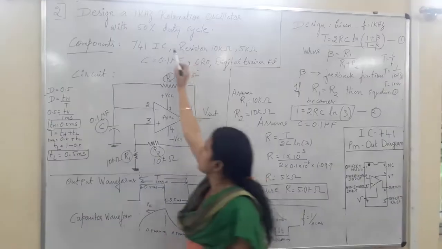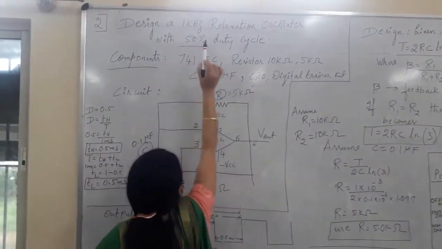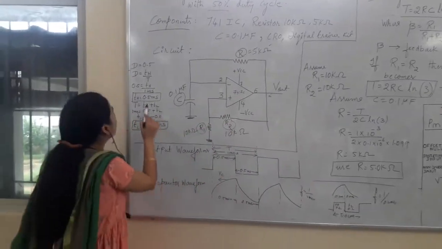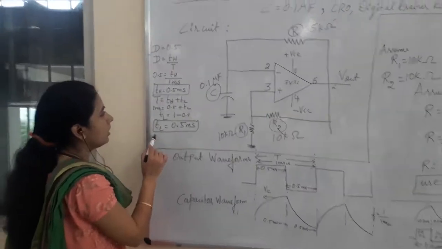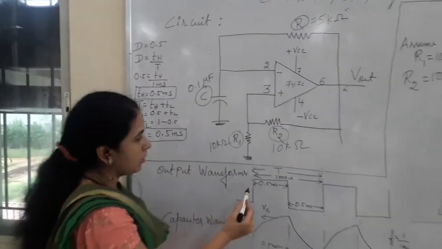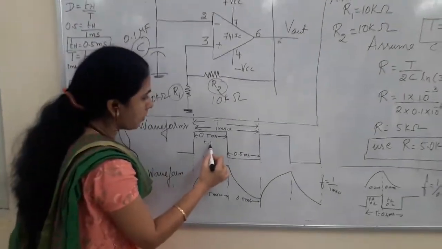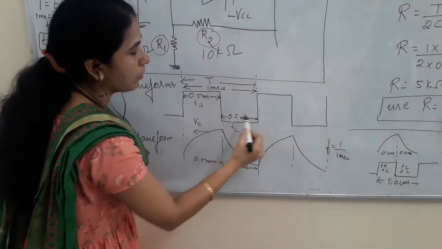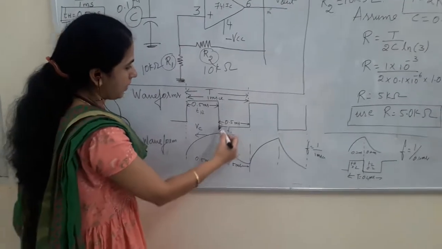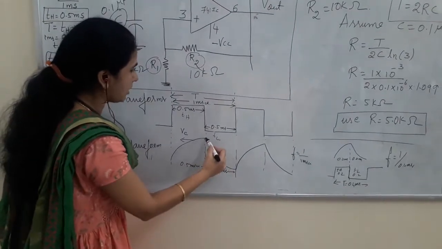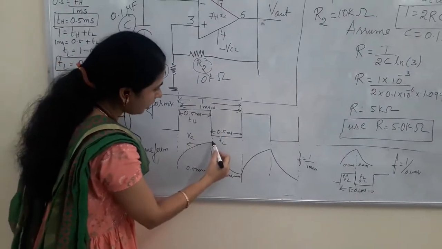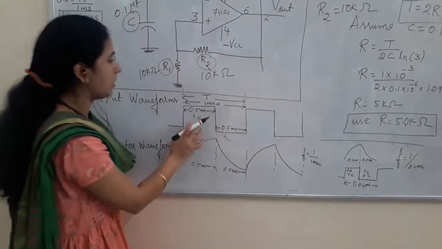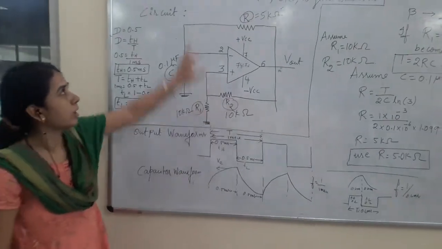We should also cross check the 50% duty cycle. 50% duty cycle indicates TH is 0.5 millisecond and TL is 0.5 millisecond. So we have to measure TH. TH will be 0.5, and in a CRO you need to measure this, and TL is also 0.5 millisecond. You can see in the capacitor waveform that only when the capacitor is charging will it be high. When it is discharging, you can see that the output will be low. These are the two types of waveform we get for an oscillator.